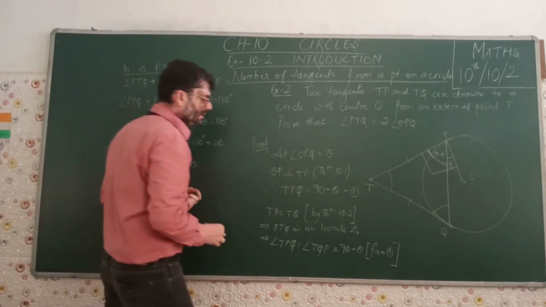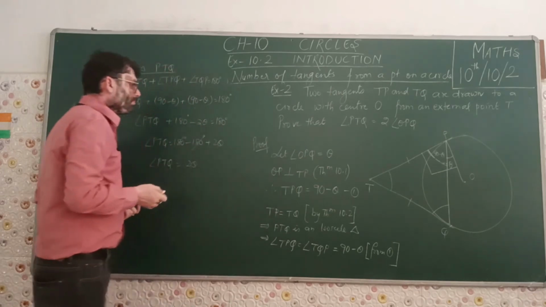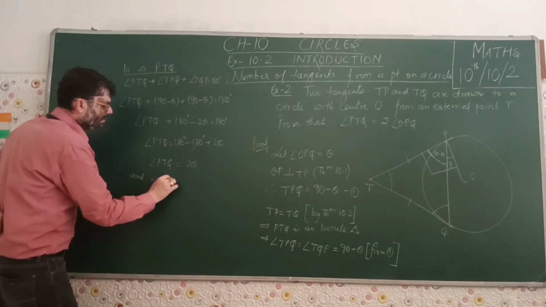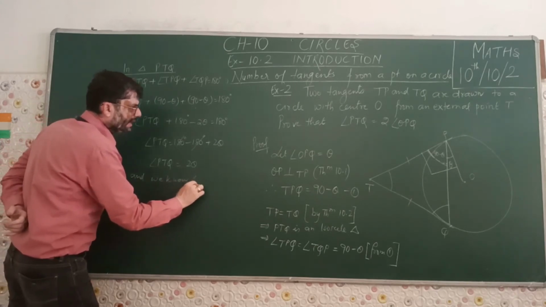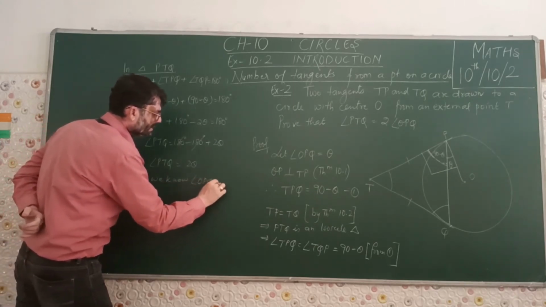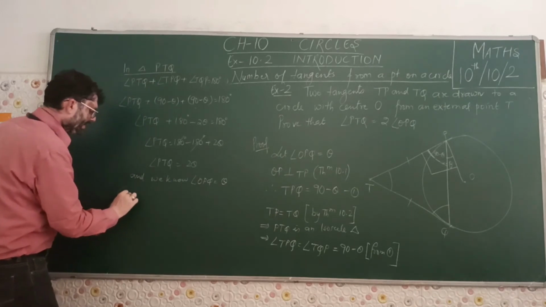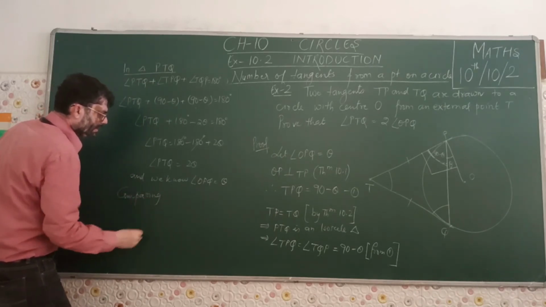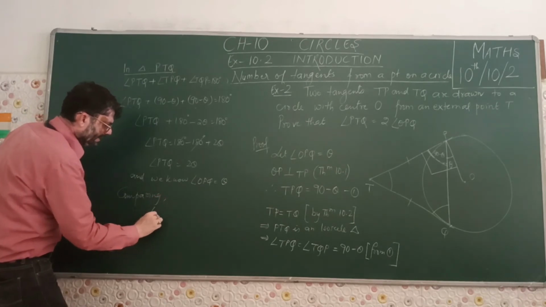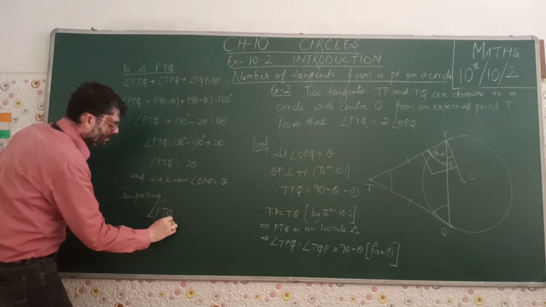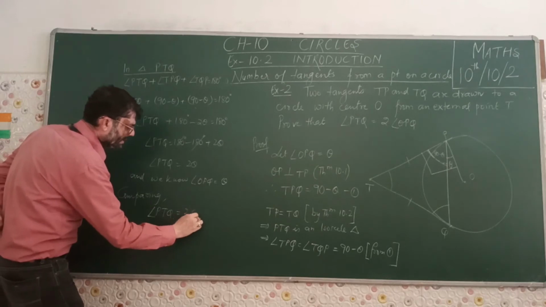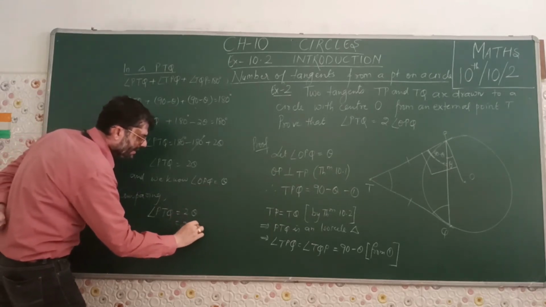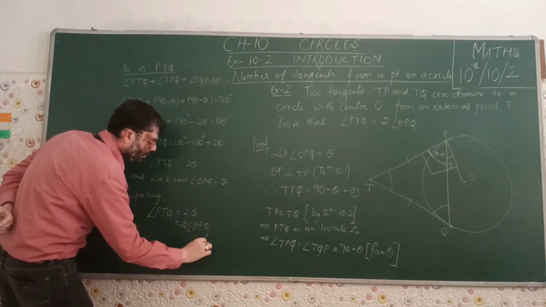So let us give this one. And we know, we can write it here, and we know angle OPQ is equal to theta. Comparing, we can say that angle PTQ is equal to 2 theta, that is equal to 2 times, in place of theta we can write angle OPQ. Hence proved.